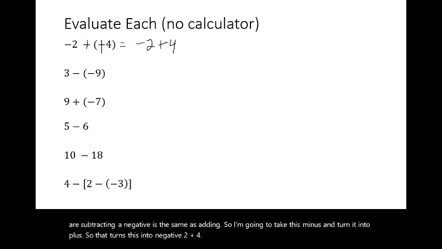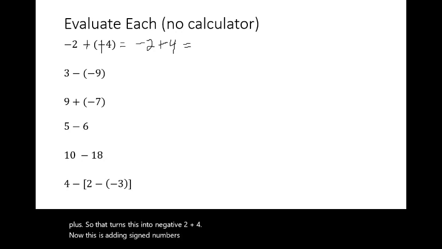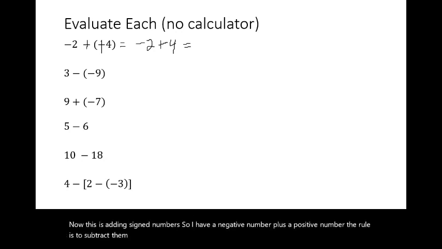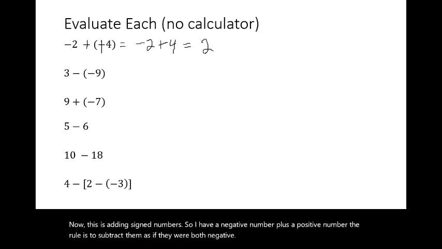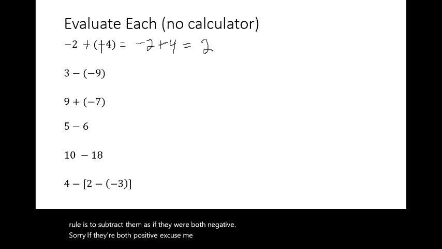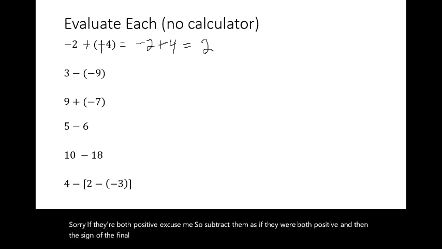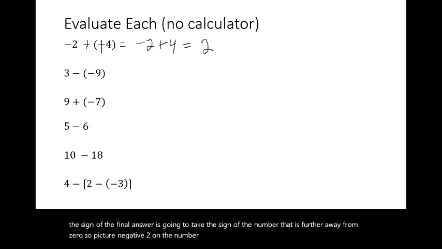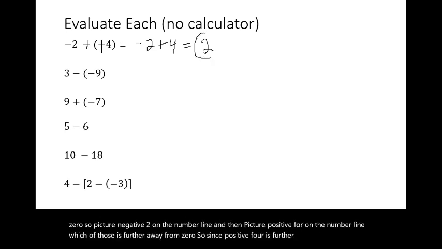Now this is adding signed numbers, so I have a negative number plus a positive number. The rule is to subtract them as if they were both positive. And then the sign of the final answer is going to take the sign of the number that is further away from 0. So picture negative 2 on the number line, and then picture positive 4 on the number line. Which of those is further away from 0? Since positive 4 is further away from 0, the final answer is going to be positive 2.